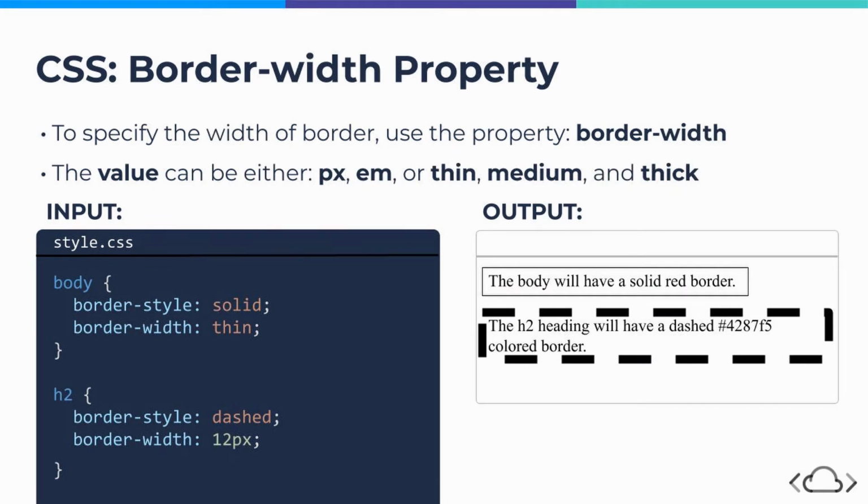When working with borders, we can also decide how thick we want the border to be. In order to do this, we use the border width property to specify the thickness of our border. The border width property can take values of thin, medium, or thick. But if you want to use a more precise measurement, you can use numbers measured in pixels or ems. Looking at the example below, we can see that the body has a border width of thin. So it outputs a thin border around the body container, as you can see in the output on the right. The H2 container has a border width of 12 pixels, so you can see a thick dashed border of 12 pixels for the H2 container.